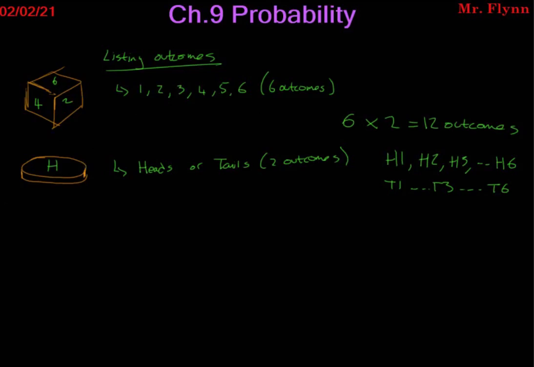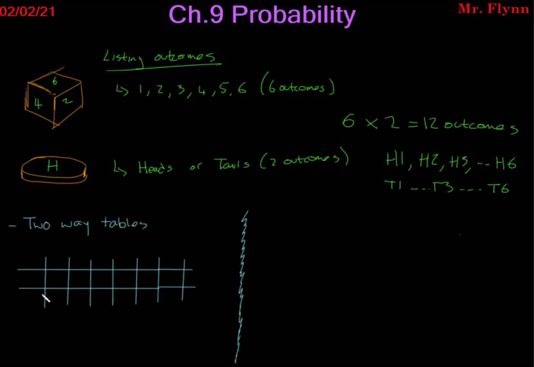A nice and tidy way to show that is what we refer to as a two-way table. A two-way table is nice and handy for laying out the outcomes of 2 events happening together. I have this grid already set up based on my coin and my dice. Along the vertical, I'm going to list the possible outcomes of the coin: a head or a tail are my 2 options. Along the top, I'm going to put the various outcomes, my 6 of them, for your dice. So you're going to get a 1, 2, 3, 4, 5, or 6.